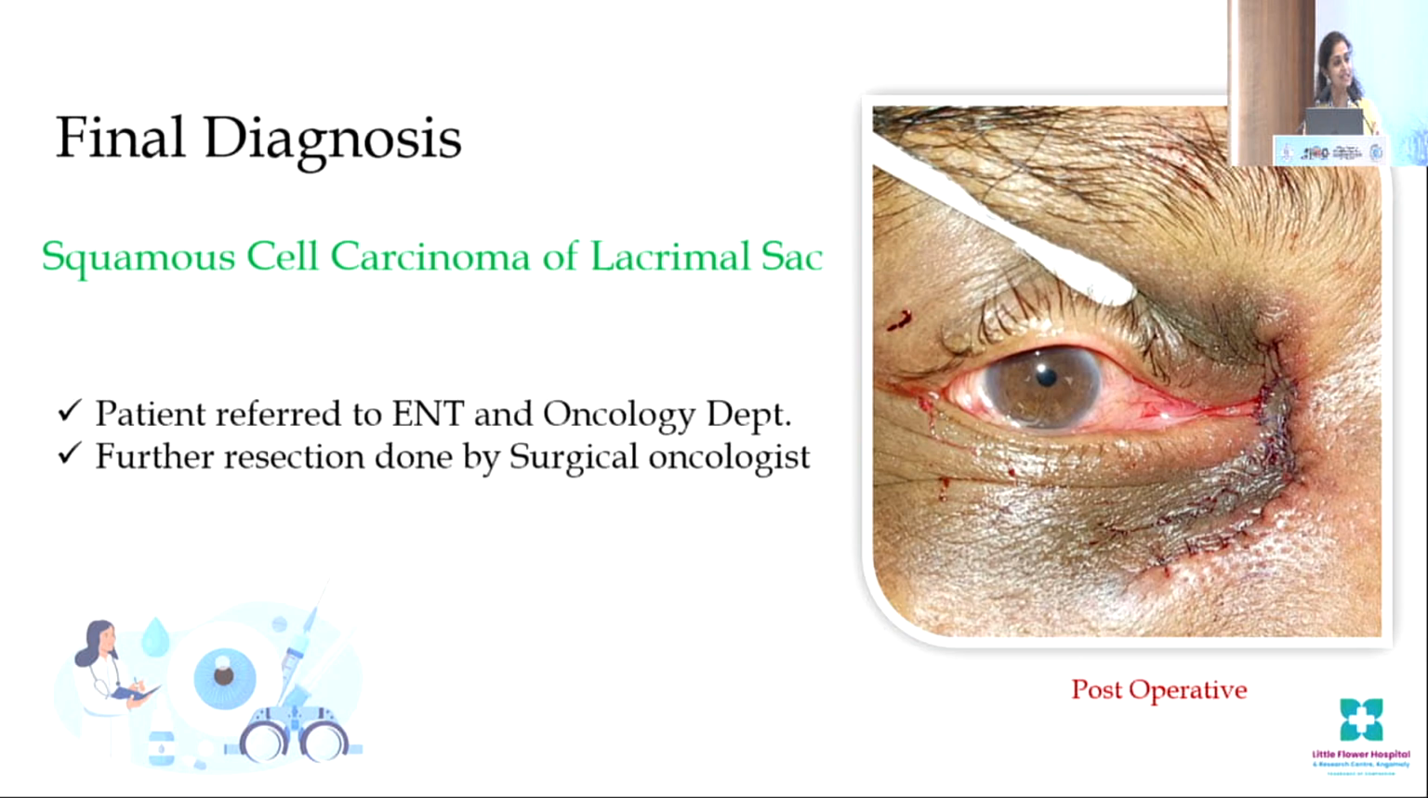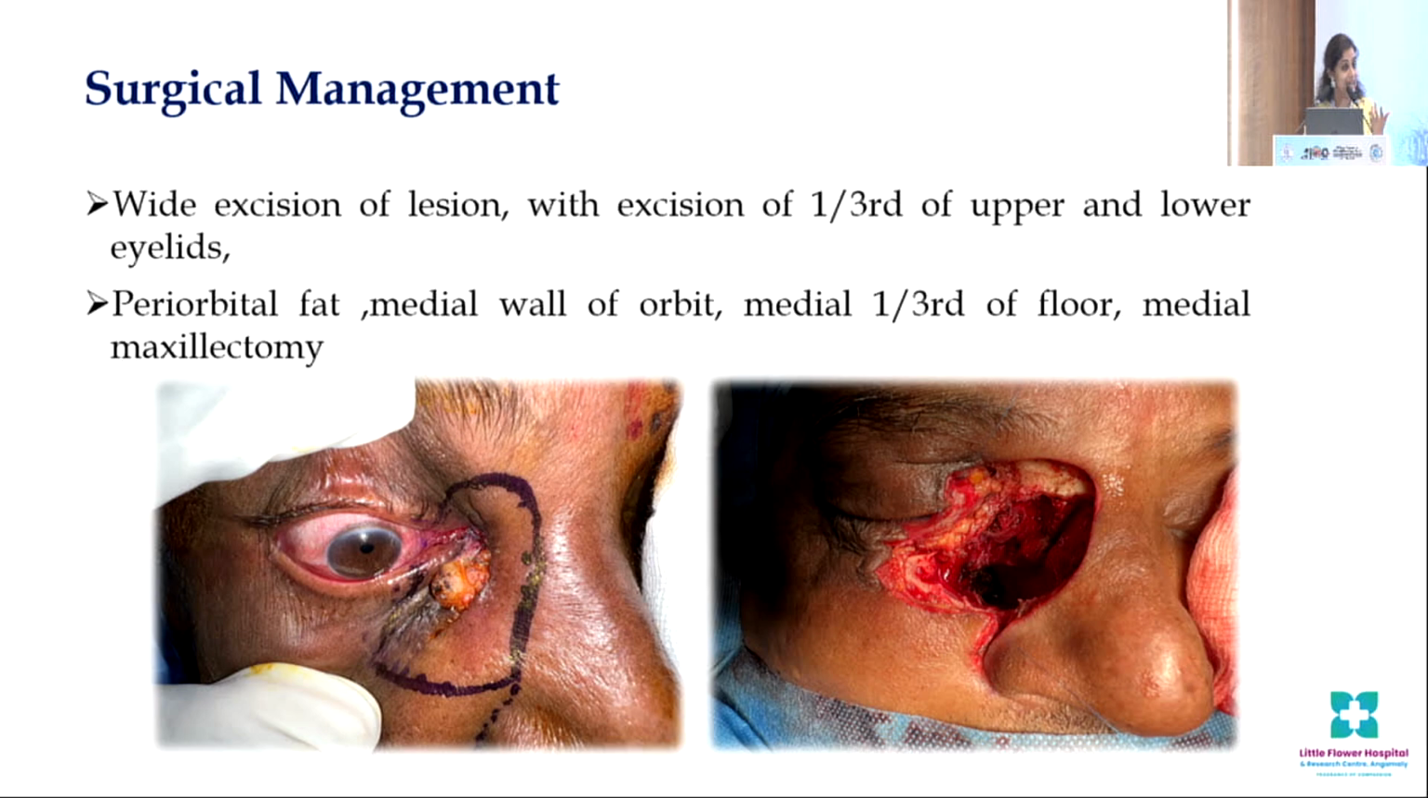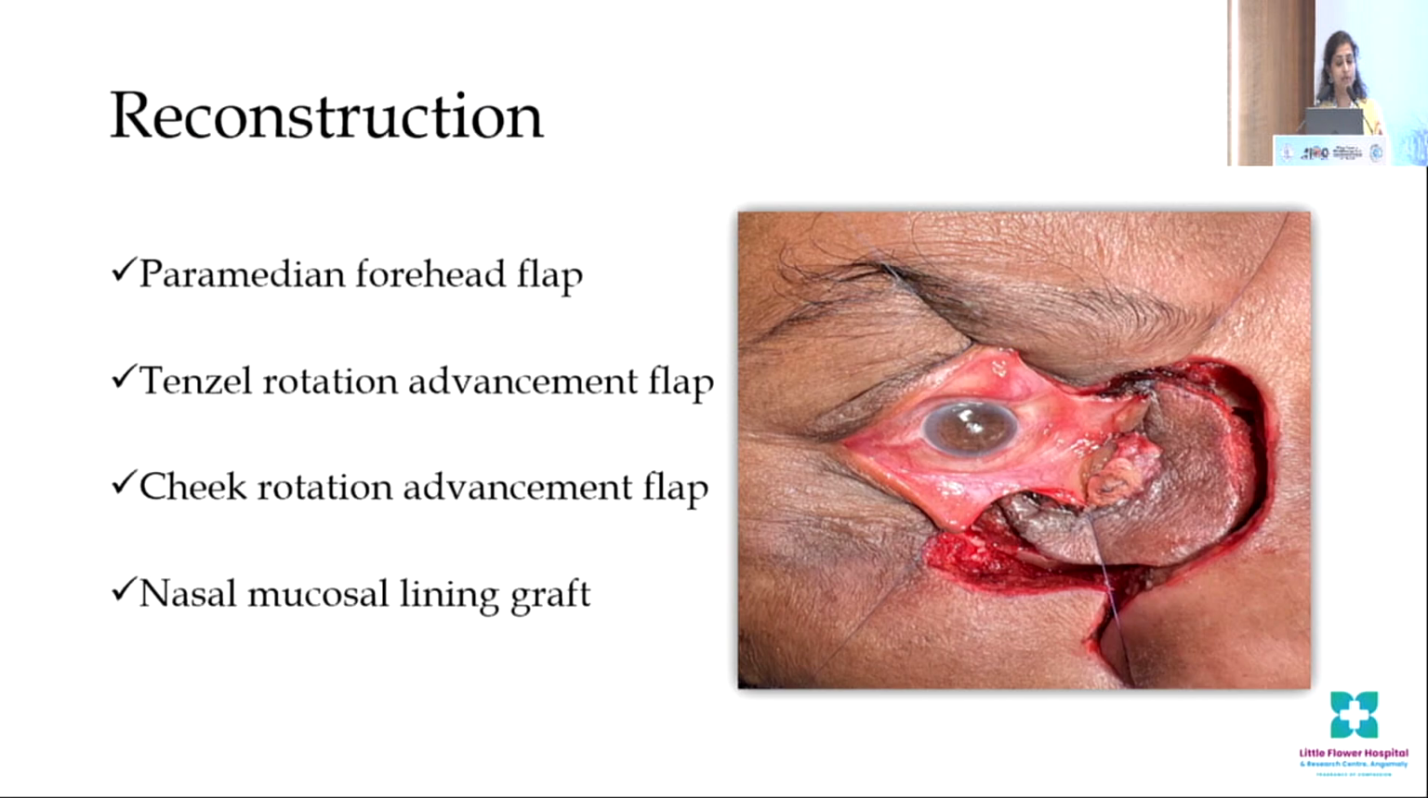However, within 1 month of referral, there was again a local recurrence at the site, and the surgical oncologist went ahead with wide excision of the lesion with excision of one-third of the upper and lower eyelids, periorbital fat, medial wall of orbit, medial one-third of the floor, and medial maxillectomy. Reconstruction was done using a paramedian forehead flap, a rotation flap, a cheek rotation advancement flap, and a nasal mucosal lining graft.